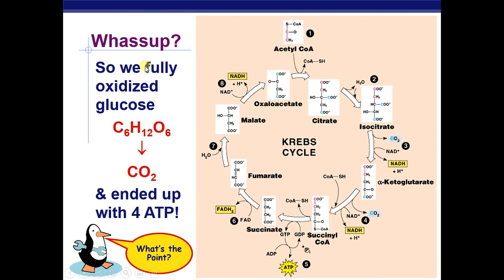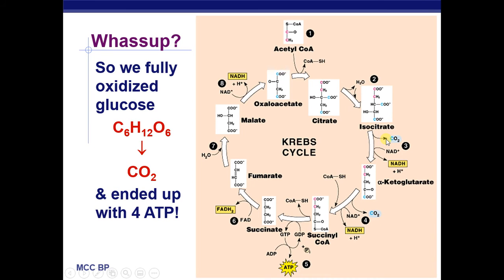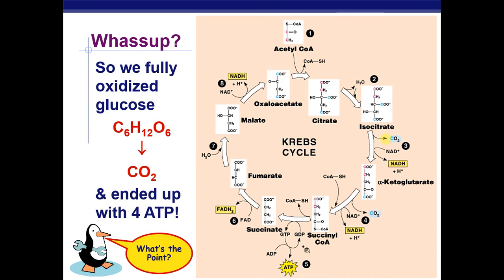So, when we fully oxidize glucose to carbon dioxide, right after the Krebs cycle, there's nothing left except carbon dioxide. We've ended up with 4 ATP in total. 2 from the Krebs cycle, all right, because we make 1 each turn and glucose turns it twice, and 2 in total from glycolysis, because we had to put 2 in to start glycolysis, and we got 4 out. So kind of what's the point? That doesn't seem like very much energy. 4 ATP? What's the point?